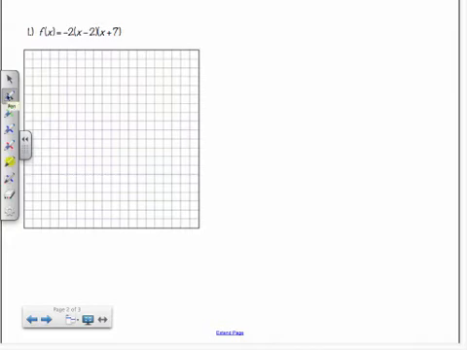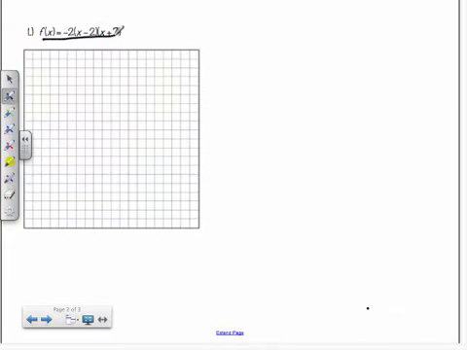So the first thing that I want you to be aware of is that the key features that we need to find are going to be the roots, the vertex, and that's going to help us find the axis of symmetry, finding the y-intercept, and determining if the vertex is going to be a minimum or a maximum. So let's first of all look at this equation right here.